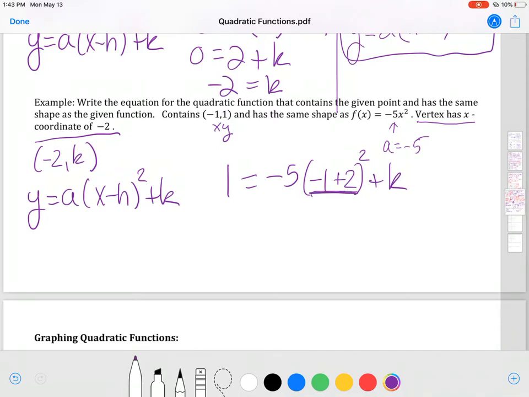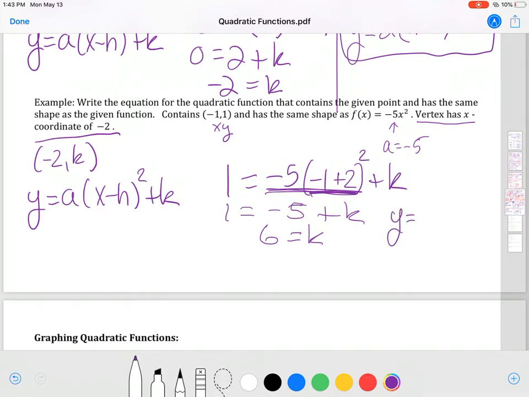This here gives me a +1. Square it, it gives me a +1 again. And +1 times -5 is -5. So this whole thing cleans up to be -5. And then I add 5 to both sides, and I get k is 6.